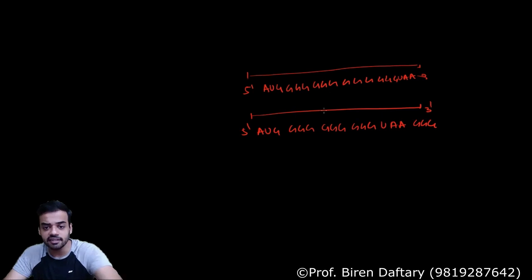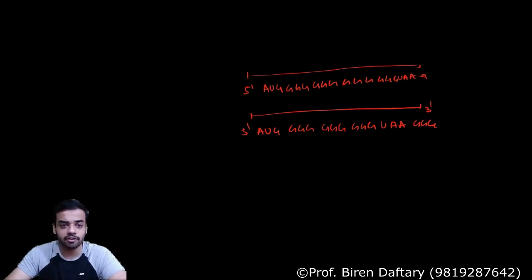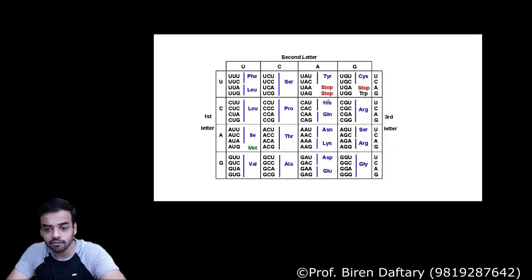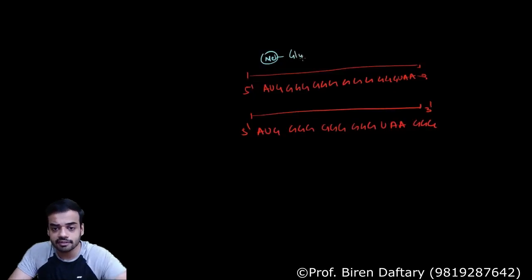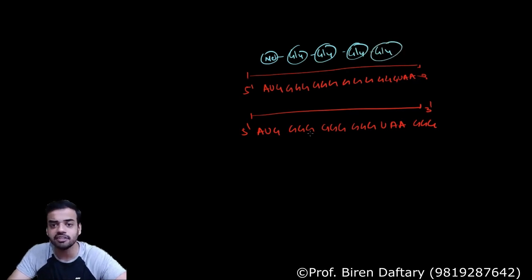Now you know what GGG is. GGG forms glycine. So in this first example, the amino acids formed will be MET, then glycine, again glycine, again glycine. This will be the amino acid chain formed during translation. Again there will be glycine, and the stop codon doesn't code, so it stops, and this will be the chain formed.